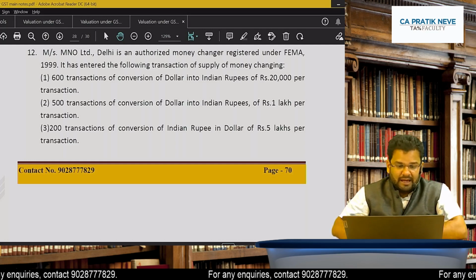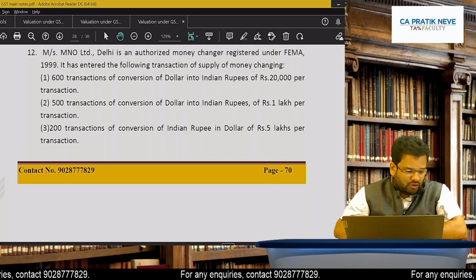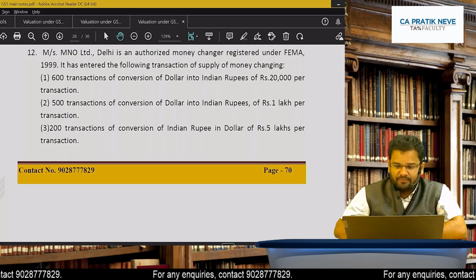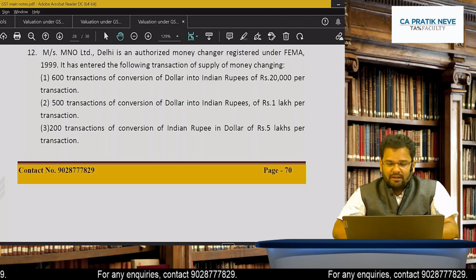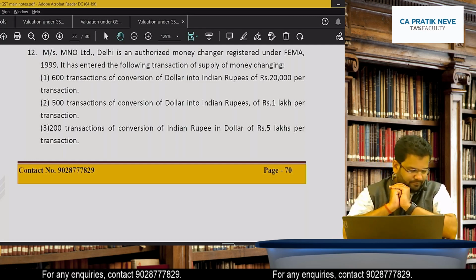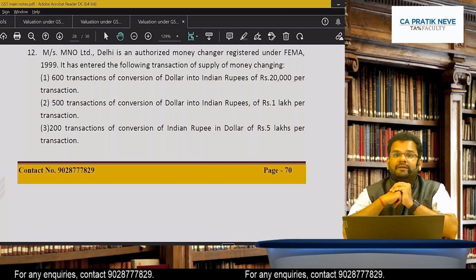So that way, you would have got individual values in 5 transactions. Take the total of that, you will get taxable value and calculate GST payable. Agreed?